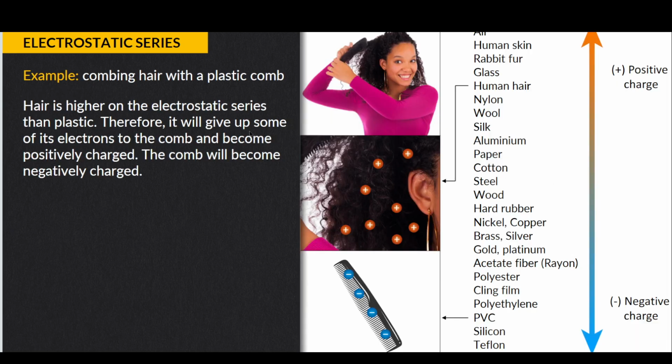Okay. For example, if you are combing hair with a plastic comb, the hair is at the higher position on the series, therefore it will give up some of its electrons to the comb and it will become positively charged, and the comb is here, you can see at the bottom. Because it is gaining electrons from the hair, it will become negatively charged and there is an attraction. That's how the substance becomes electrically charged.